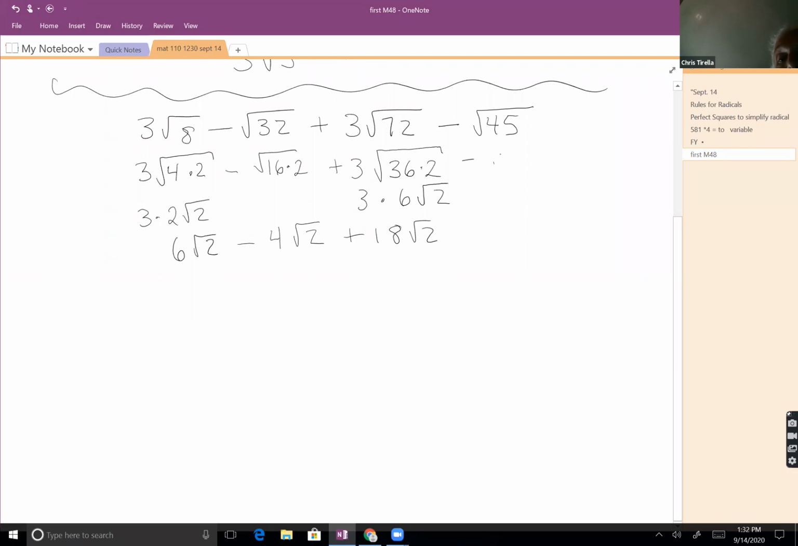Now 45, 2 does not go into it. Oh, sad, sad day. But is there a perfect square that does go into 45? 9 and 5. And the square root of 9 is 3.